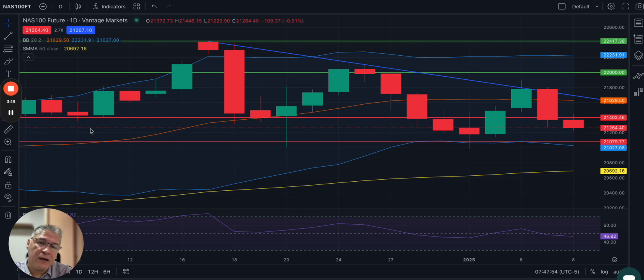Correction wise, a market is corrected when it is 10% from that all-time high. So 10% from that all-time high will be 20,175, all the way down here. So we still haven't retraced, or we haven't corrected. So is the market going to correct? Are we in a correction mode?